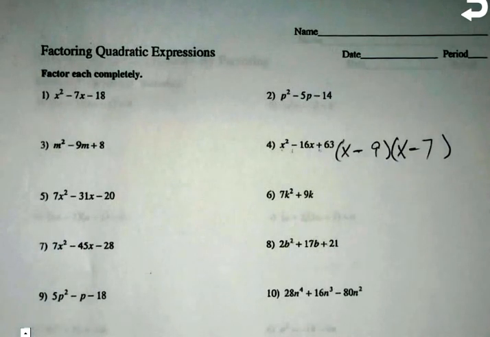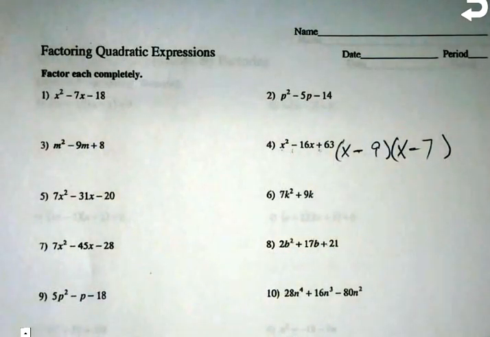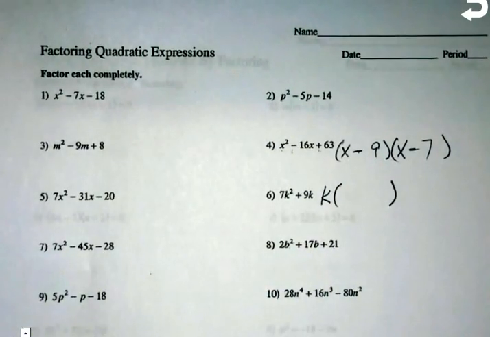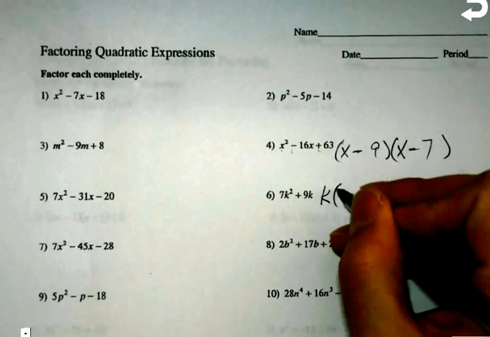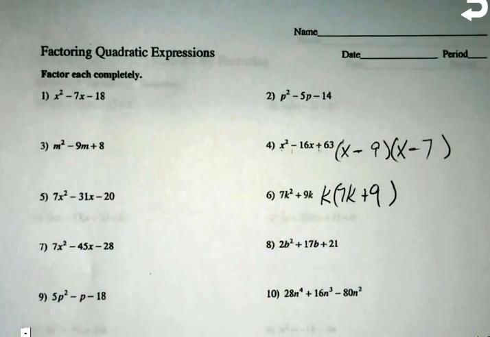Now, will that always be the case? No. Okay. If we even move the one right below it, number 6. Do those two things have anything in common? K. So if I take out a K, what do I have left? 7K plus 9. Can't go any further. So that time I can only take out a greatest common factor. That was the biggest piece of factoring that I could do.